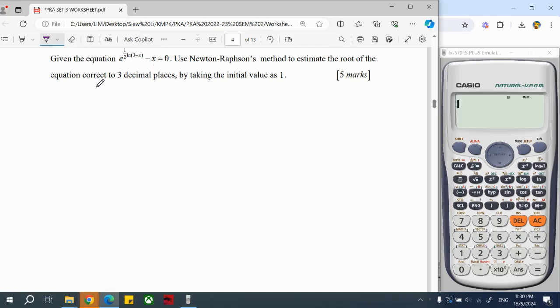Hi everyone, for this question, given the equation e to the power of 1 over 2 ln 3 minus x equals to 0, use Newton-Raphson method to estimate the root correct to 3 decimal places, initial value as 1. So first of all, we have to simplify our function.